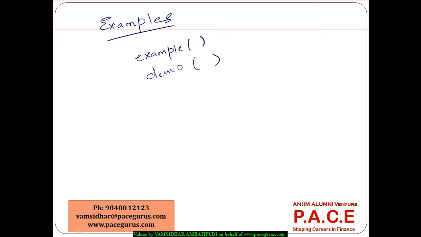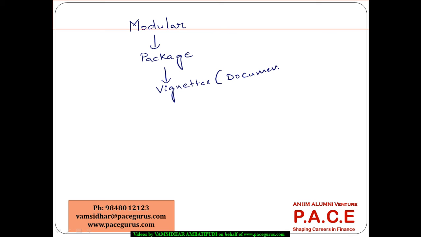Then a little bit more things regarding this R. It is a modular language. So it's split into modules. Each module we are calling a package, as a terminology. And each package actually contains some vignettes. A vignette is nothing but a kind of help document, which helps us to talk about how to use this particular package.